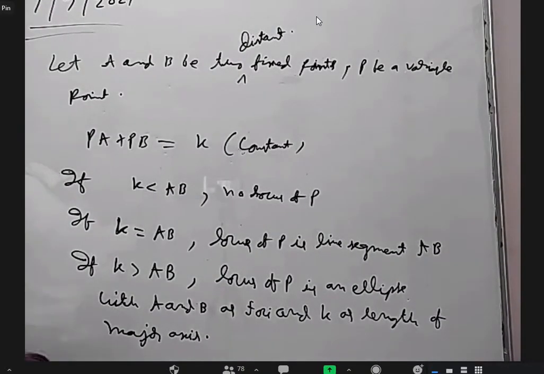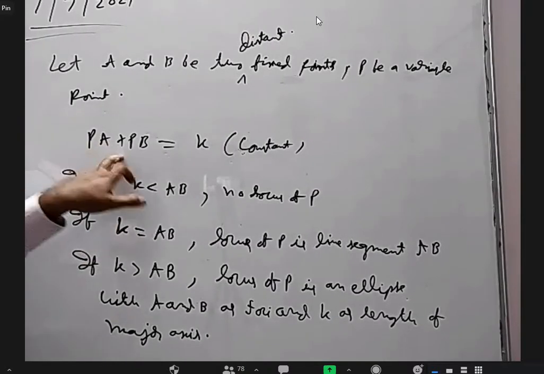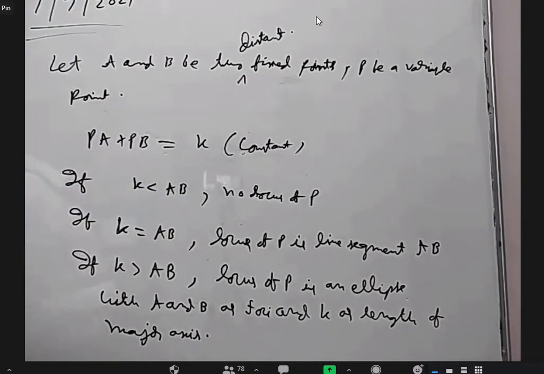Later on in the next chapter, we'll study in the hyperbola chapter, when PA minus PB is constant, then the locus of P will be a hyperbola.